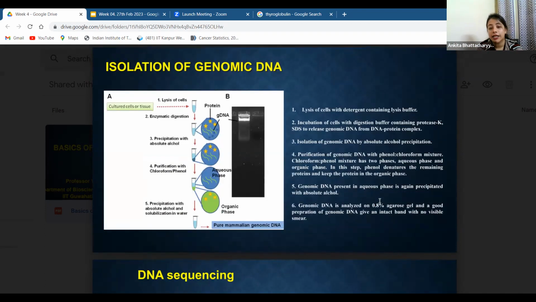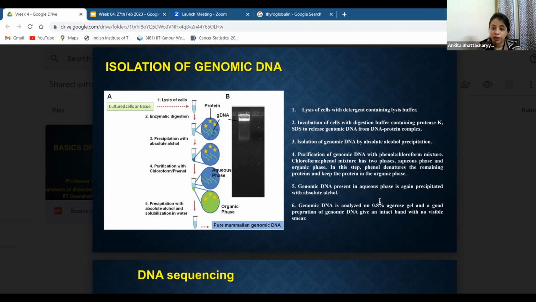Coming to the process of isolation of genomic DNA. We have talked about plasmid DNA isolation in the previous week's lecture. When we are talking about genomic DNA, first of all, the common step for every isolation protocol is that you have to lyse the cell first, right? When you need any component of the cell which is inside, you need to lyse the cells first. After lysing the cells with a detergent that contains a lysis buffer, we incubate them with proteinase K and SDS.